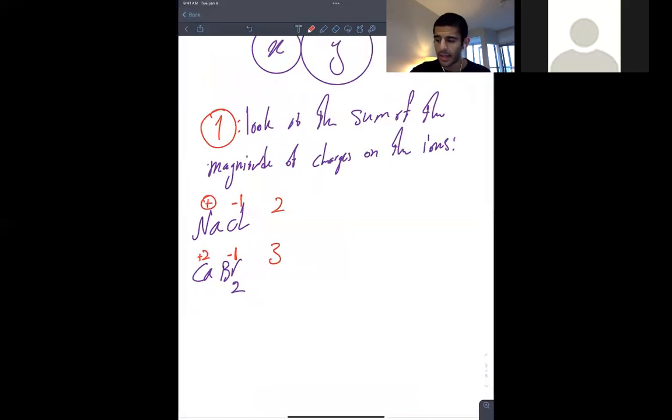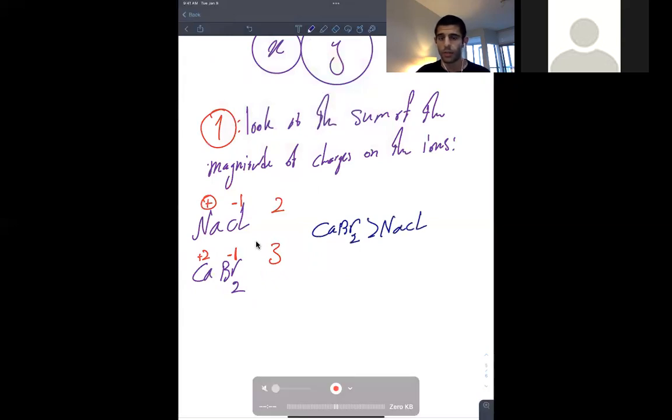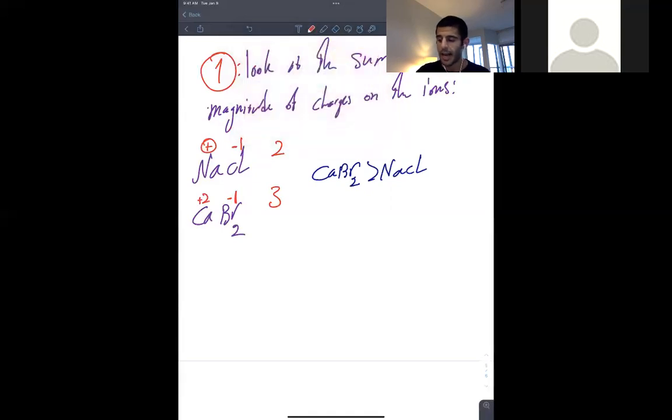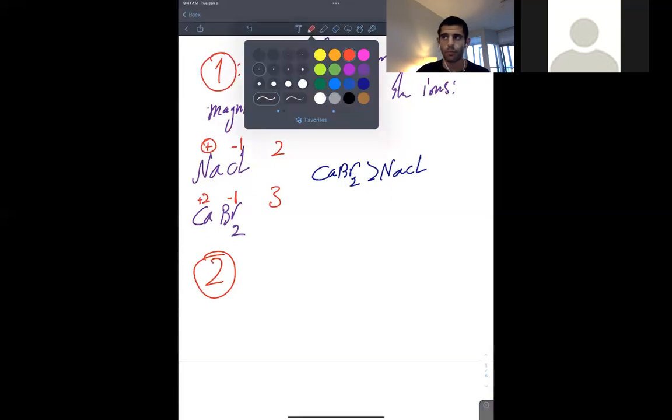So the lattice energy needed for CaBr2 is greater than NaCl. So you see, I didn't look at the radius at all. Why? Because I didn't need a tiebreaker. You only use the radius for tie breaking. So now let's look at what if, for example, we look at something that has equal sum of charges, and then we look at the radius.